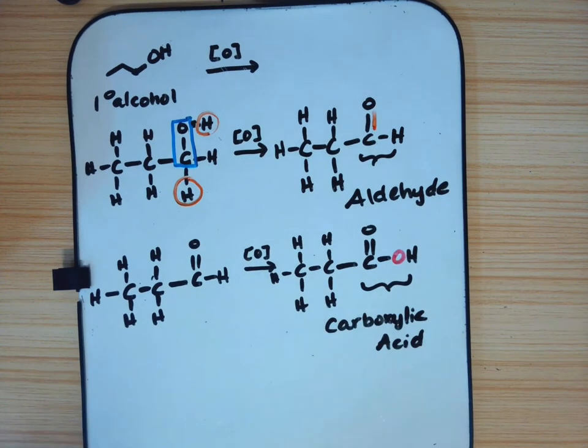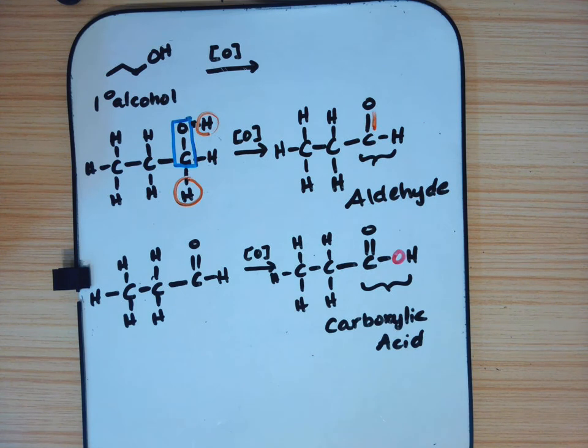So we still have a carbonyl containing group, but we no longer have a hydrogen directly bonded to the carbon of that carbonyl. So no further oxidation will occur. So the process of oxidation: if you start with a primary alcohol, it can be oxidized to an aldehyde. Aldehydes can be oxidized to carboxylic acids.